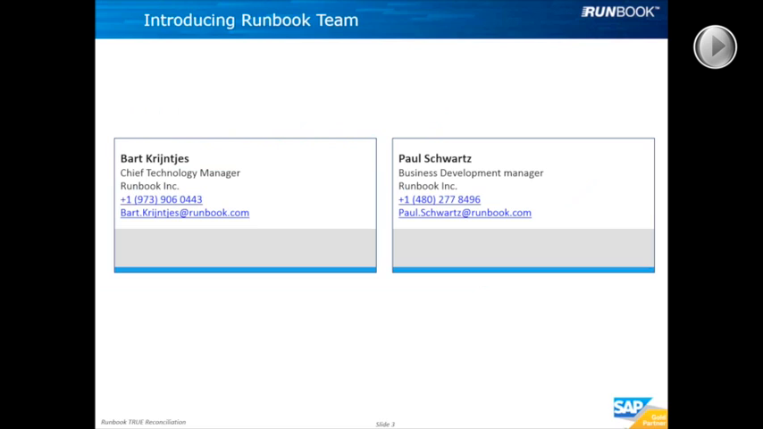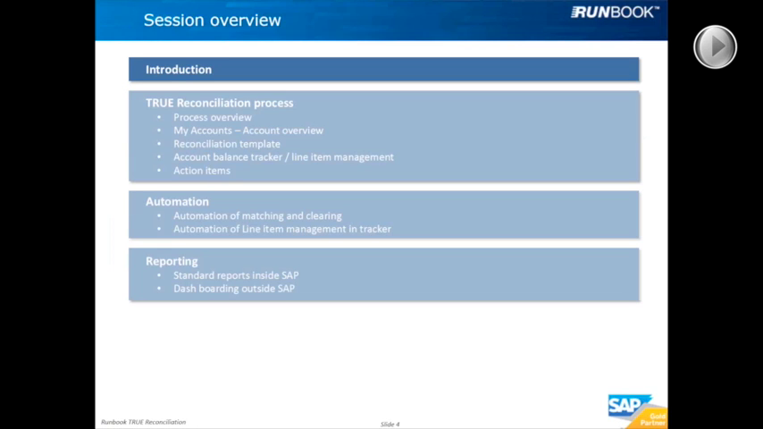Paul just already introduced ourselves. So my name is Bart Kragintes. I'm the Chief Technology Manager for Runbook for the North America branch. And what we're going to do today, first of all, I will start off with a short overview of what we do, what are our product lines, and then I will go into the reconciliation process, how you see reconciliation, what are the challenges, and then I'm going to explain a little bit how our automation functionality works to match and clear open items. And at the end of the session, I will dive a little bit into the reporting and which capabilities we have with reporting, either inside SAP, but also outside of SAP. And if you have questions, feel free to enter them in the chat box.